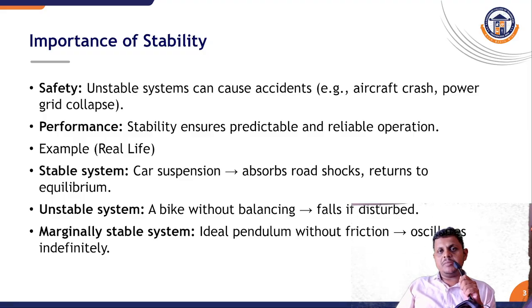And what is an unstable system example? A bike without balancing, which falls if disturbed. This is a real-time example of an unstable condition. And next one, the marginally stable system. What is a marginally stable system? An ideal pendulum without friction, which oscillates indefinitely. So these are the different real-time examples of stability and its importance.